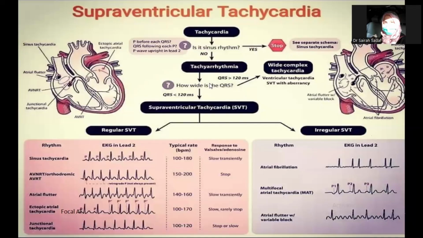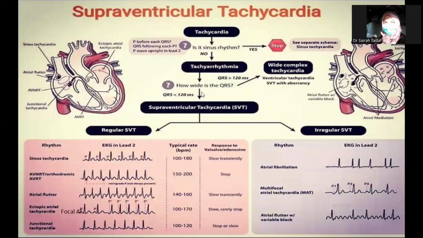Now you have to look at the QRS complex. Is it wide or is it normal? Let's say it's a wide complex tachycardia. It may be VT or it may be SVT with aberrancy. Just first of all, leave it alone here. Coming back to our main topic right now, the narrow complexes.